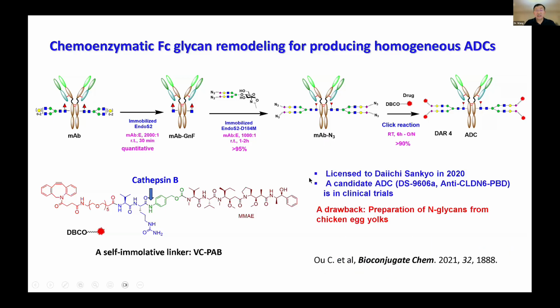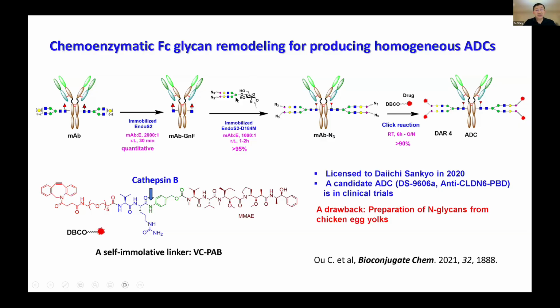So this technology was licensed to Daiichi Sankyo a few years back, and currently they have ADC DS-9606 in clinical trials for advanced solid tumor. So they have worked out the larger scale preparation of the complex drug with the tag, but still the drawback is the tedious procedure for the preparation of the natural N-glycan by isolation from chicken egg yolks.